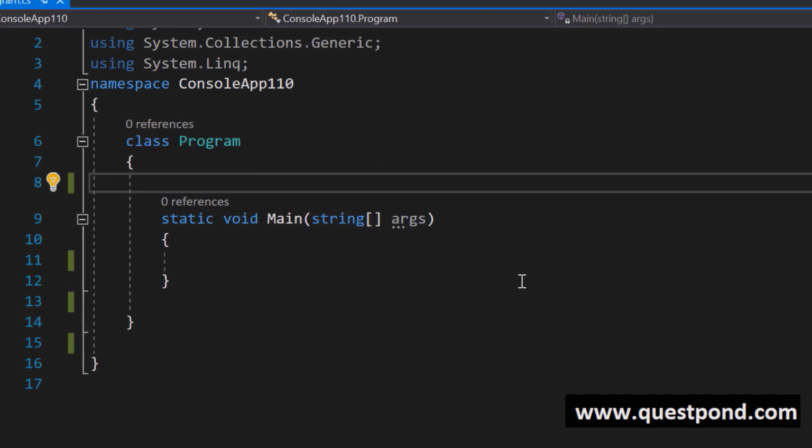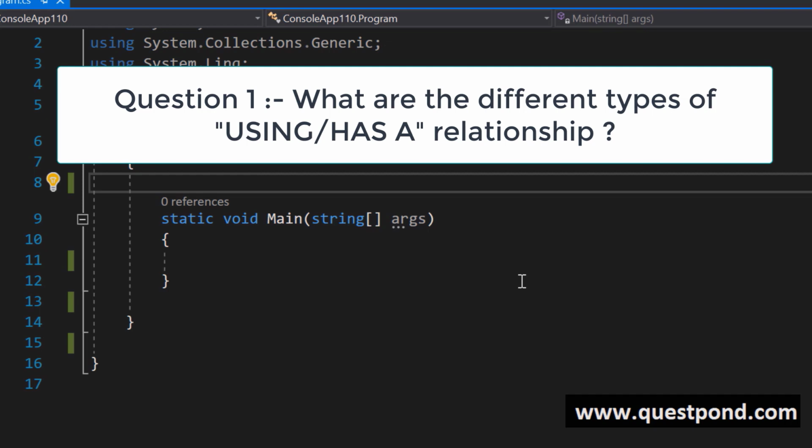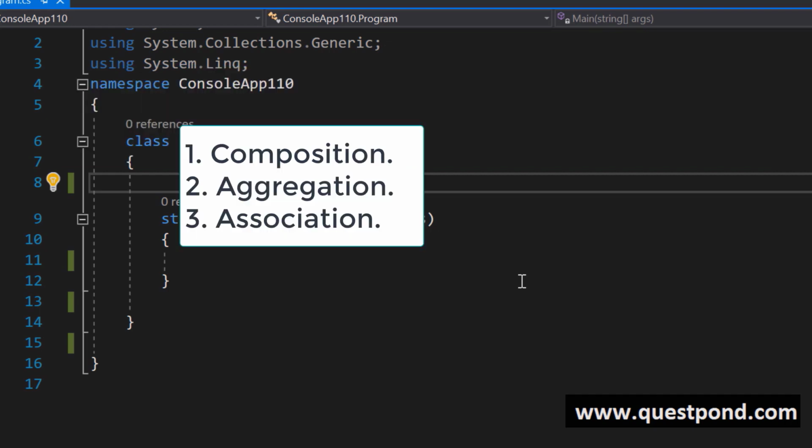Now the inheritance relationship is pretty straightforward. It is just a parent-child relationship and nothing more than that, right? But when it comes to the using relationship, there are more types to it. There are three types of using relationship: composition, association, and the last one, aggregation. All of these three types look very similar, very nearby, but they are not. That's why many of the candidates feel confused when the questions come around these three.